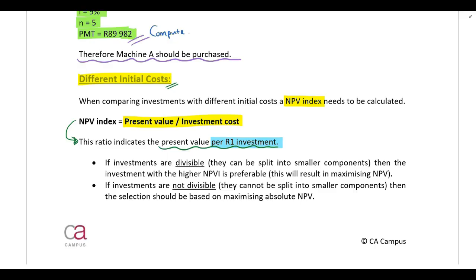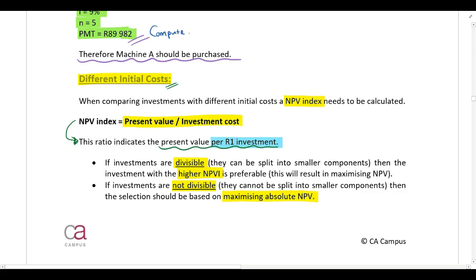Now, guys, your calculation is going to depend on whether the investments are divisible or not. If the investments are divisible, you are then going to select the alternative with the higher net present value index. And if they are not divisible, you are going to focus on maximizing the absolute net present value.